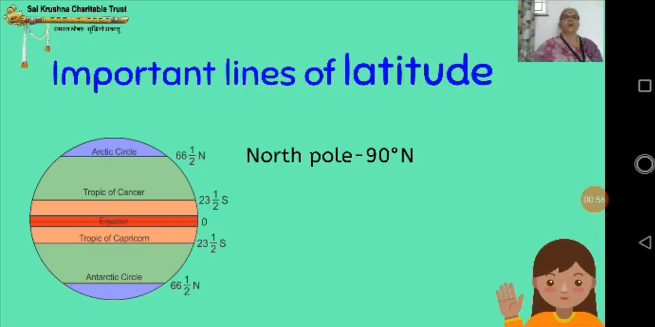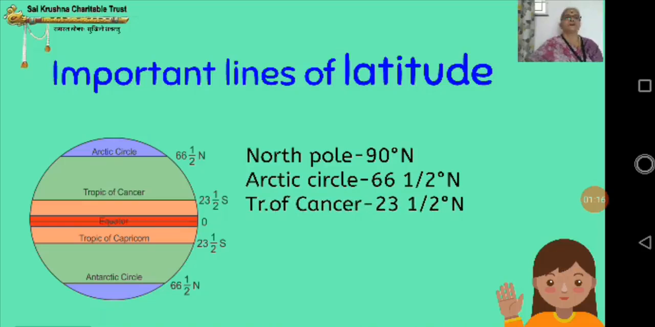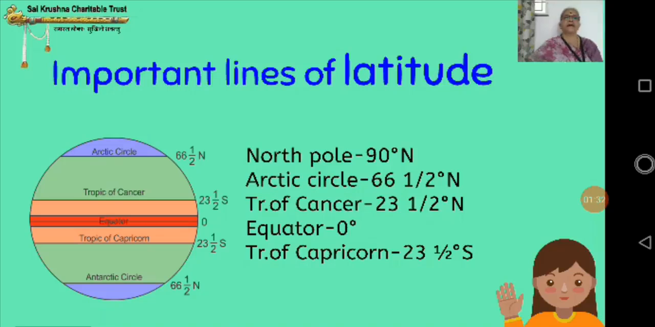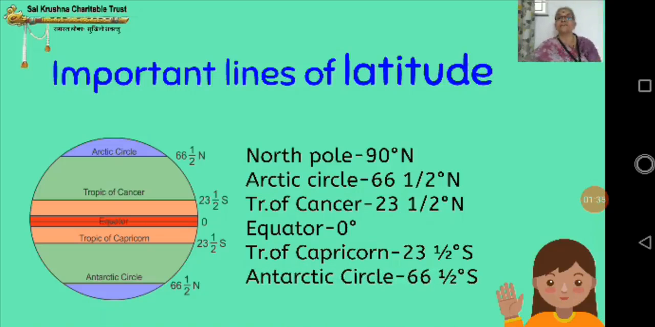Now you see the North Pole. You'll have to put a small dot on the top at the North Pole and write NP 90 degrees north. Now the degrees are missing in this diagram. I want the degrees to be put. Arctic Circle 66.5 degrees north. Tropic of Cancer 23.5 degrees north. Equator 0 degrees. Now why haven't we put north or south for the equator? Yes, it is the dividing line. Very good. Then you have the Tropic of Capricorn, 23.5 degrees south. The Antarctic Circle, 66.5 degrees south. And at the end, you have the South Pole, 90 degrees south.